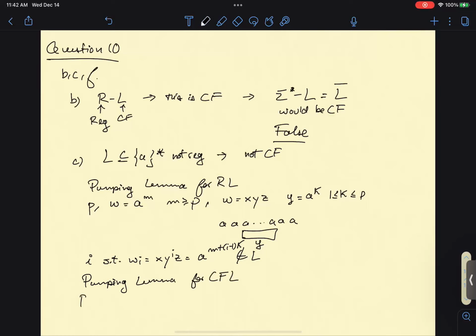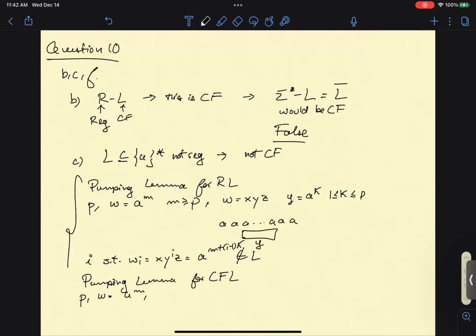Again, I'll have P. And here, again, suppose my language is over A star. So then I'll have the same thing, W is A^M. Now what I'm going to try to prove, having reminded you of what the pumping lemma for regular languages is, is that the pumping lemma for context-free languages in this particular case is going to be exactly the same.